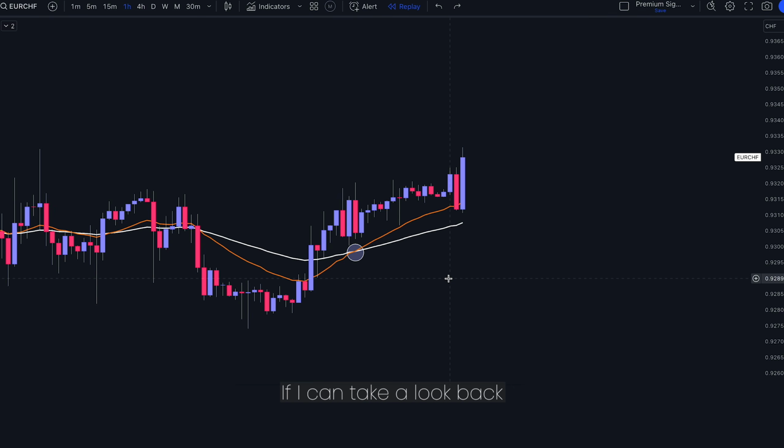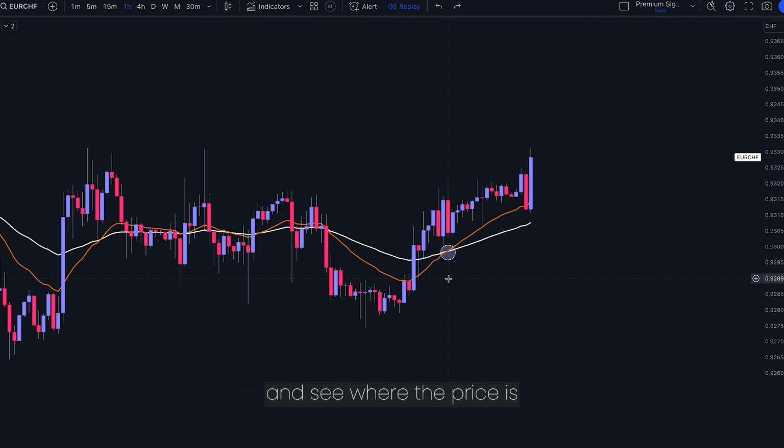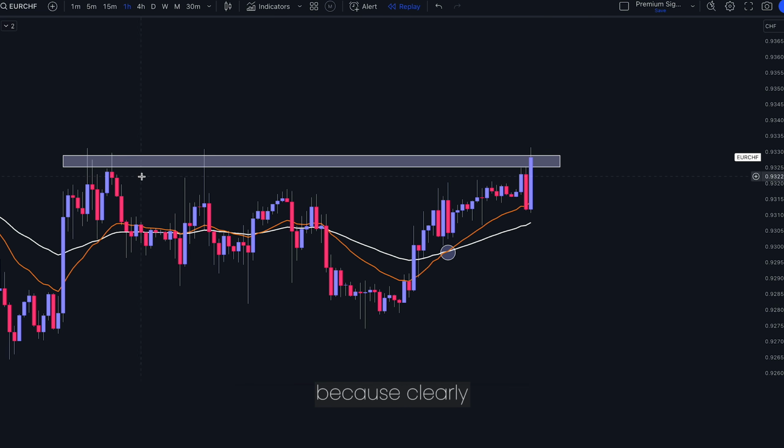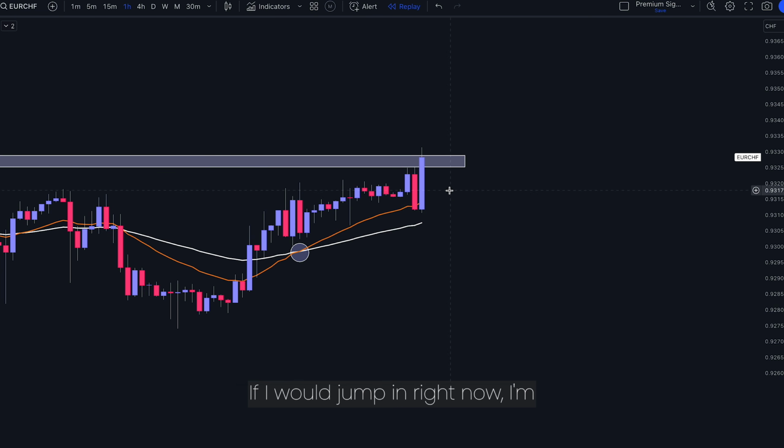If I take a look back and see where the price is standing at the moment, we can clearly see that this is a level of resistance, because clearly it failed to break it numerous times in the past. If I would jump in right now, I'm basically betting on the price just to break through this resistance zone without any real proof that it is going to happen.